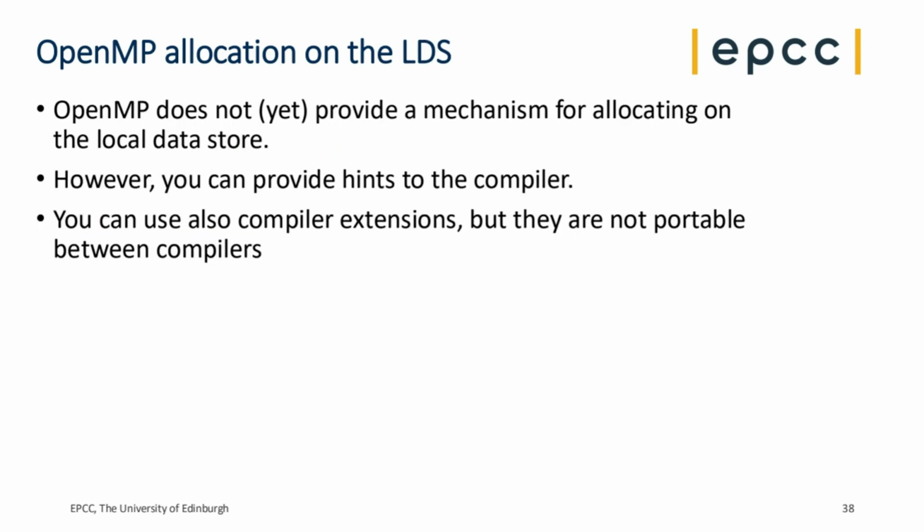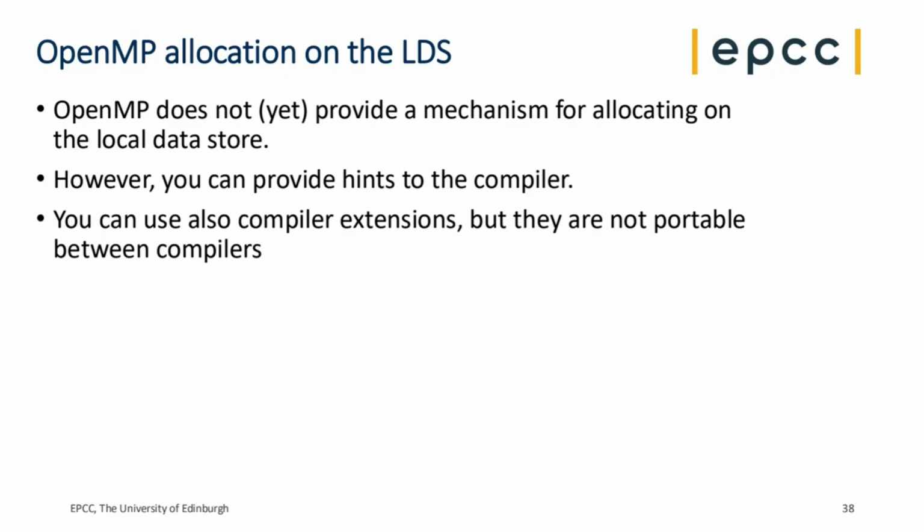So OpenMP doesn't yet, or maybe I'm not sure it ever will, provide a mechanism for allocating data within specific memory areas on the GPU. So for example, on the local data store, the kilobytes of memory that you would have per compute unit. But you can structure your code within an OpenMP offload region to effectively provide hints to the compiler that that is what you would want to do.